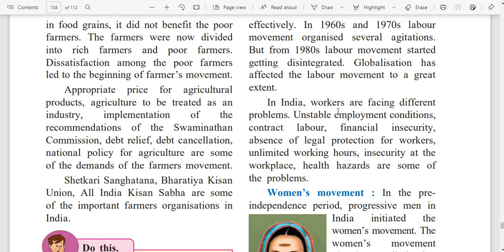In India, workers are facing different problems: unstable employment conditions, contract labor, financial insecurity, absence of legal protection for workers, unlimited working hours, insecurity at the workplace, and health hazards are some of the problems.